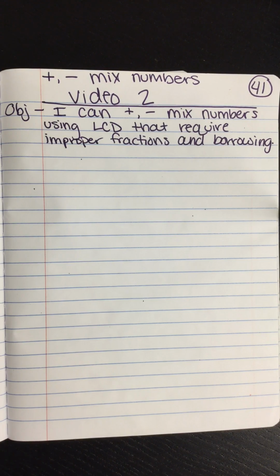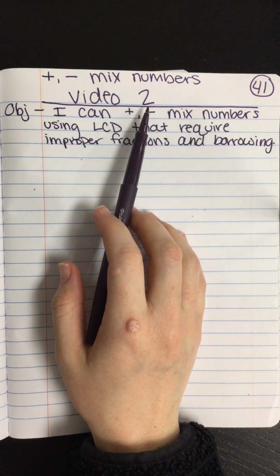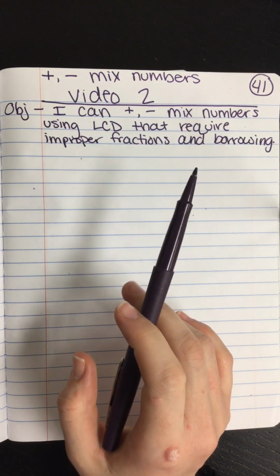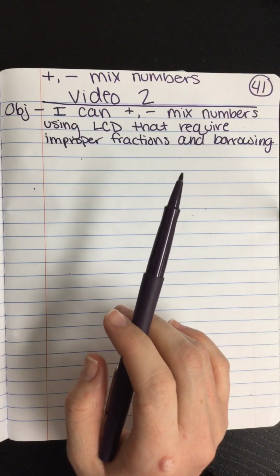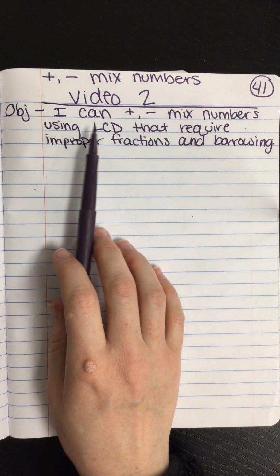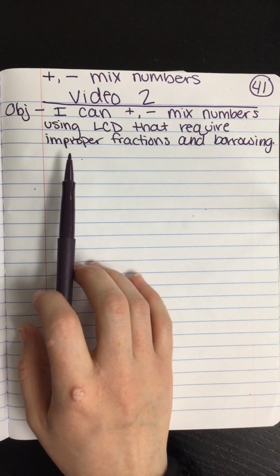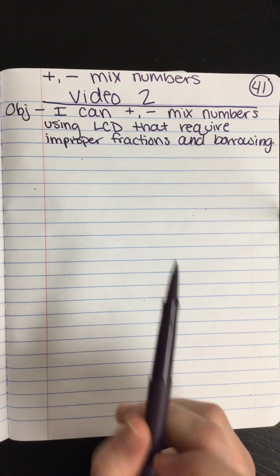All right, in this video, we are adding and subtracting mixed numbers, but we're actually going to do it when we have an improper fraction and when we have to borrow. So our objective is: I can add and subtract mixed numbers using LCD that require improper fractions and borrowing.